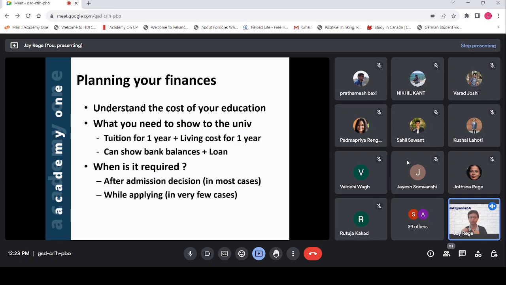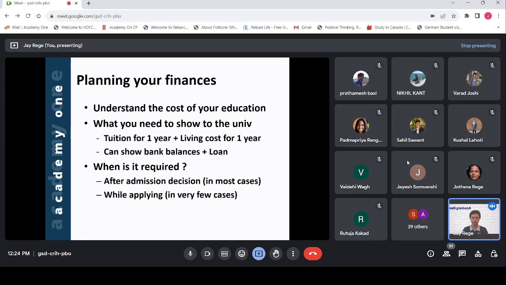Like I said, there are very few universities, and the most popular among them is San Jose State University, which is very popular among students. It is one of the few universities that says you need to provide the financial documents along with your application. Otherwise, they will not review your application at all. Most other universities will not ask you for any financial documents while applying. They will only ask you if you are admitted to the program.